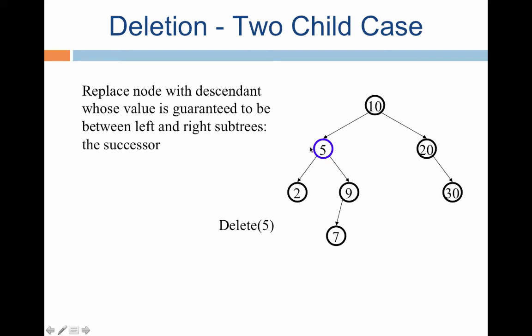Now when you want to delete 5, what you do is replace a node with a descendant whose value is guaranteed to be between the left and right subtrees. That is, you pick a descendant which is the smallest value larger than 5 and copy its value here. That is a simple delete.